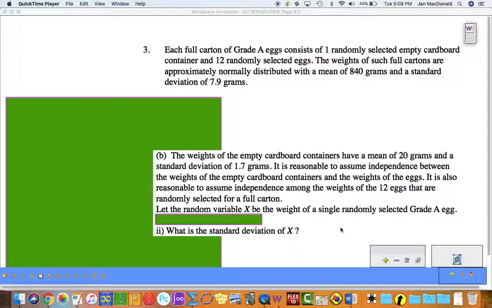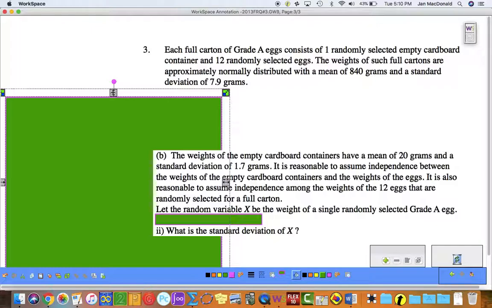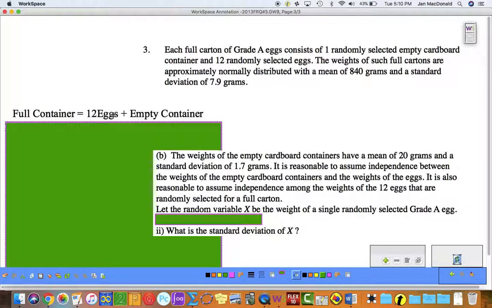In our last video, we used an Algebra 1 equation to find the expected value, or the expected weight, of a single egg. Now we're asked to find the standard deviation, or the variability of weight, for a single egg. What's the problem? We know that standard deviation does not add. So we have to modify that equation we used in our last video.